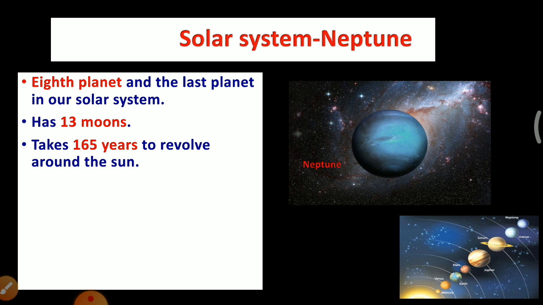The next topic is celestial bodies. You know the objects present in the sky or space? These objects are called celestial bodies. So the star is present in the sky, so it is called a celestial body.